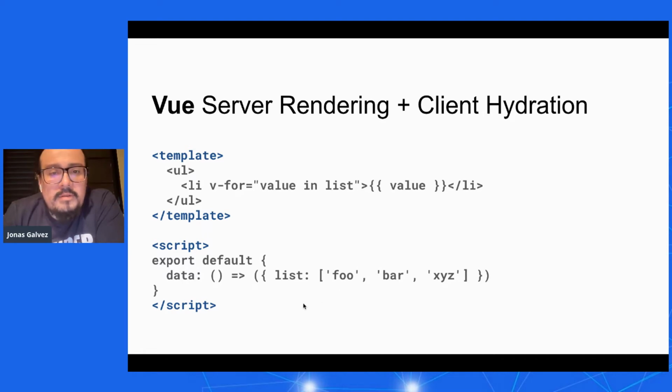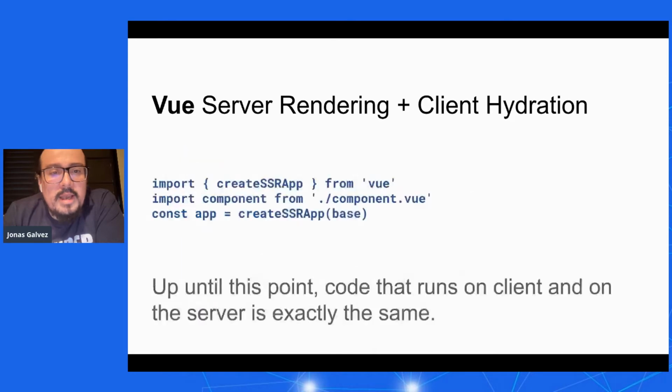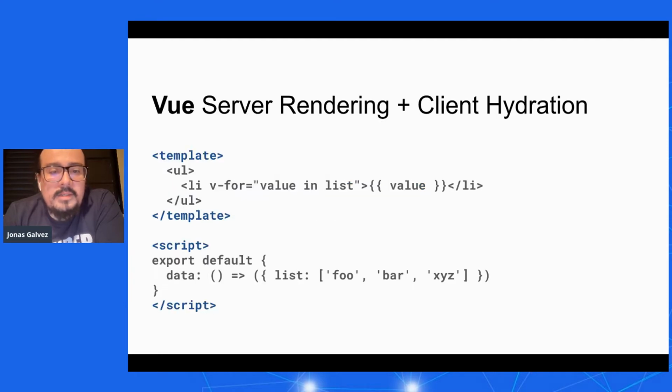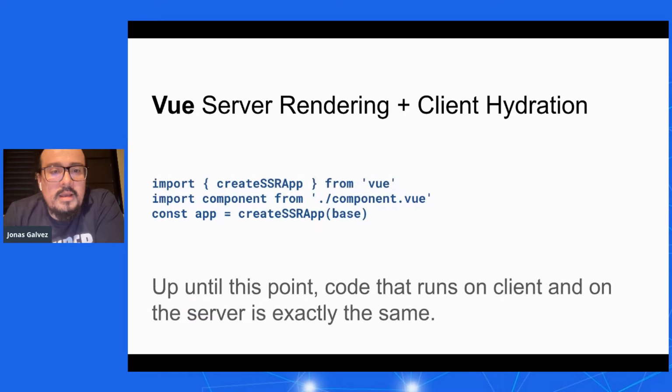When we talk about server rendering, we need to understand that we're going to have some code that runs on the server and the very same code runs on the client. But there are differences. At some point in the process, we have code that will run on the server and code that runs only on the client. If we're talking about server rendering this template in Vue, up until this point the code that runs on the client and on the server is exactly the same.